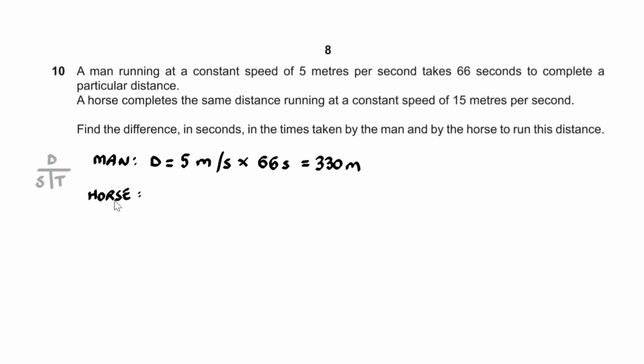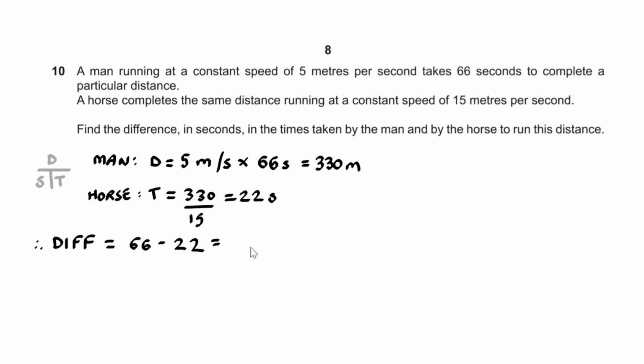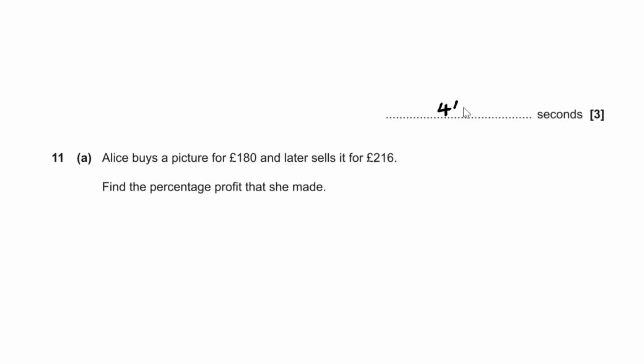And therefore for the horse, we can find the time. So the time for the horse, that's equal to the distance 330 divided by the speed, which is 15. 330 divided by 15, you'd find that to equal 22 seconds. And therefore, for the difference, what we'd have here is the difference equaling 66 for the man, take away 22 for the horse. 66 take away 22, that's 44, and therefore we'd have 44 seconds.